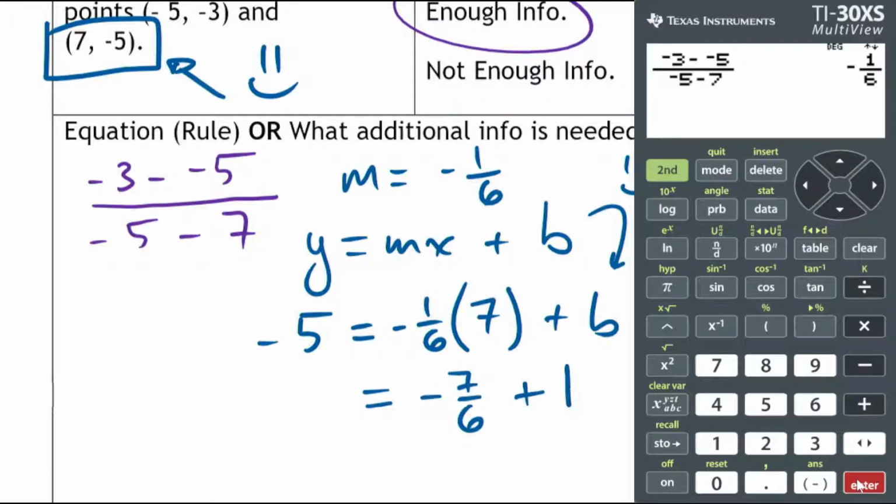And plus b. And then over here, I've got a negative 5. So I'm looking at, I need to add 7/6 to each side. So negative 5 plus 7/6 is what b is.